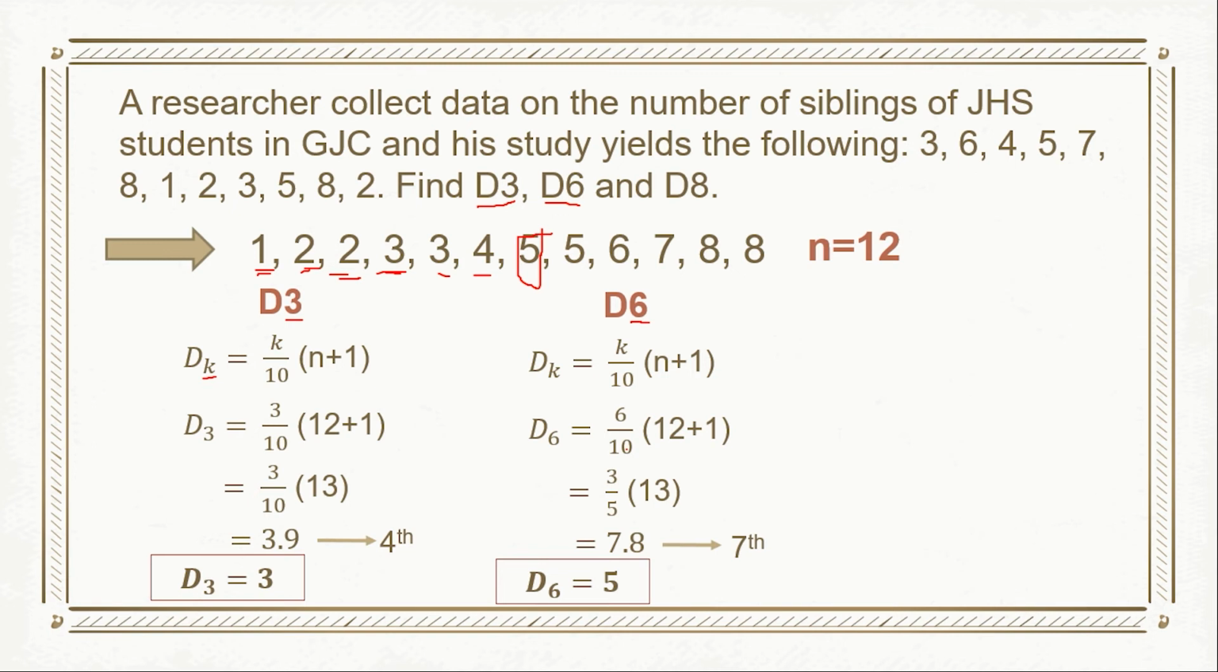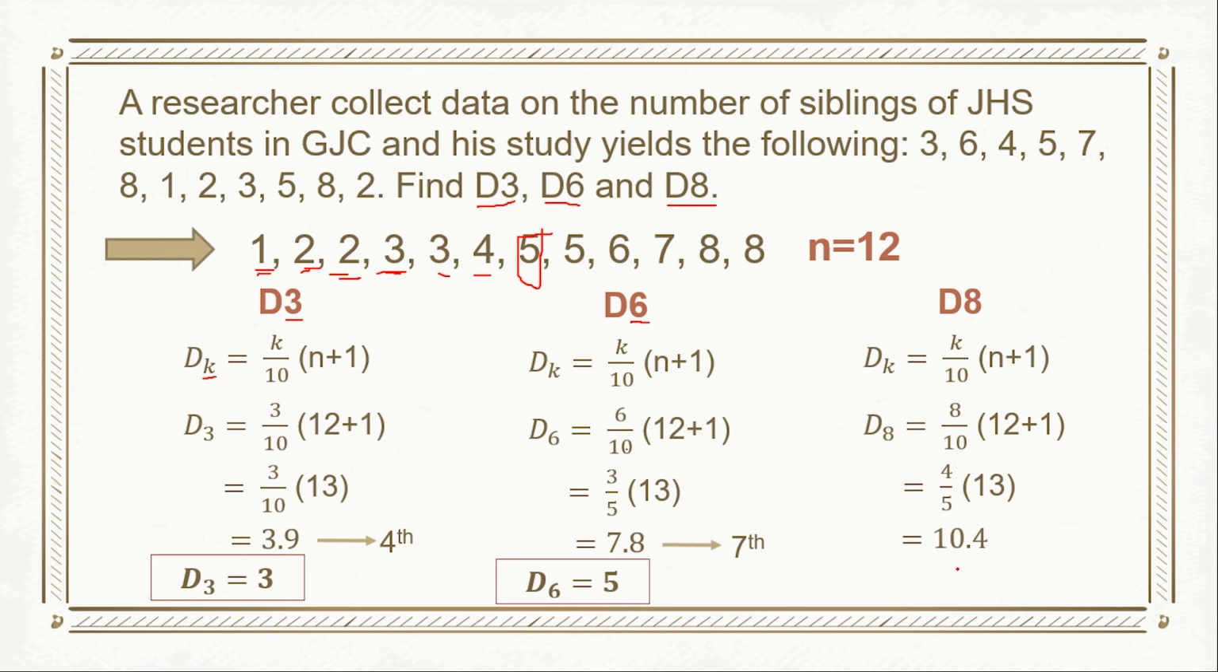Now, let's proceed with D8. So, same formula yung gagamitin po natin. So, since we are looking for D8, therefore, the value of our K is equal to 8. And so, substitute lang natin yung value ng N. So, we have 8 over 10 multiplied by 12 plus 1. So, ang lowest term ng 8 over 10 is equal to 4 over 5. And then, 12 plus 1 is equal to 13. So, we have 4 over 5 multiplied by 13. So, we have 10.4. So, since D8 is equal to 80% and 80% is greater than 50%, so we need to round down. Okay? So, 10.4 is equal to 10.